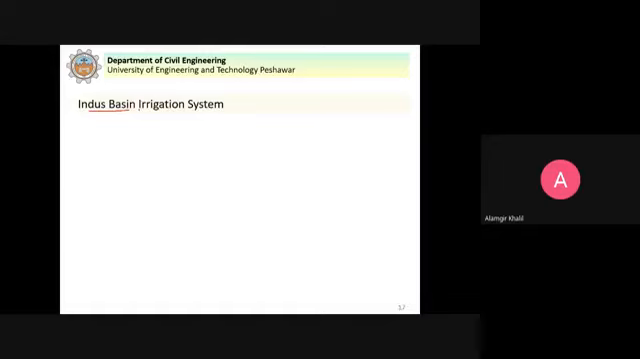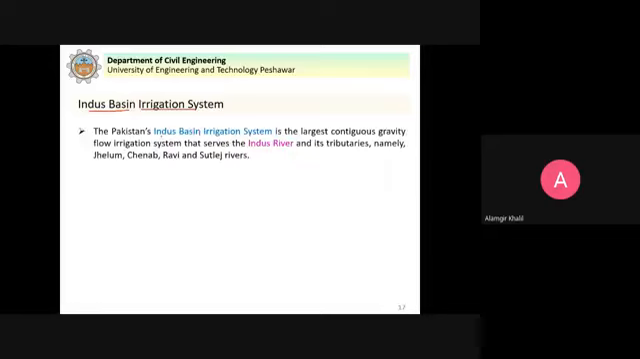Next, we discuss the Indus Basin irrigation system. Pakistan's Indus Basin irrigation system is the largest contiguous gravity flow irrigation system that serves the Indus River and its tributaries, namely Jhelum, Chenab, Ravi, and Sutlej rivers. So the Indus Basin irrigation system that we have in Pakistan is the largest continuous surface water irrigation system in the world.